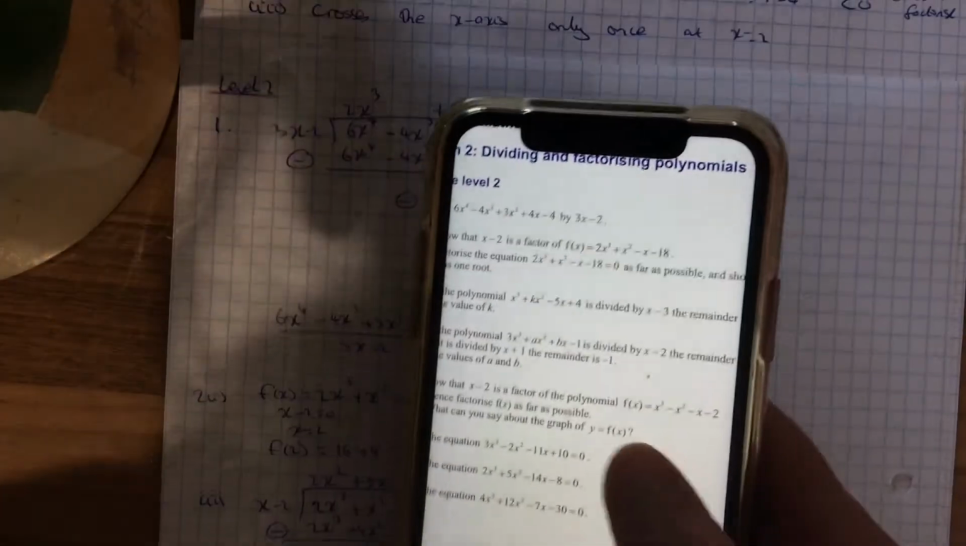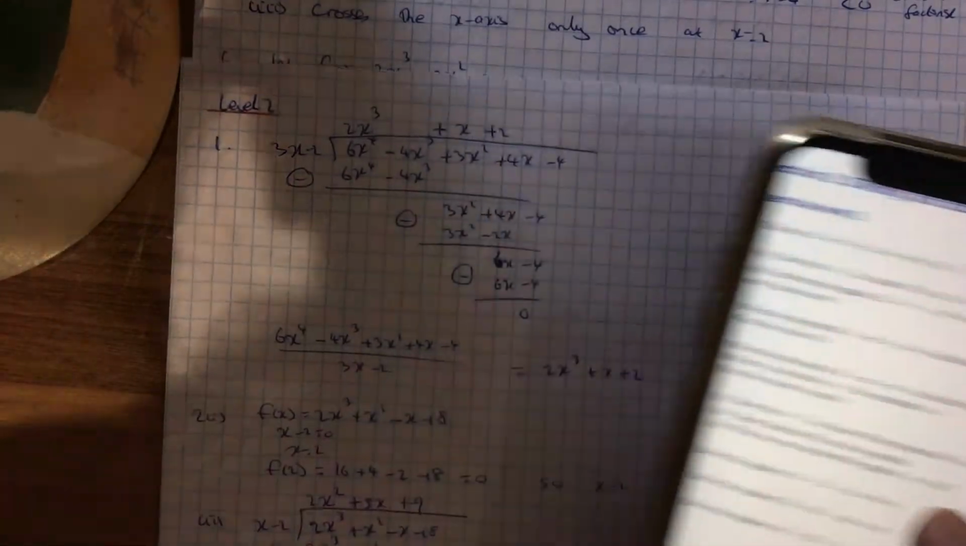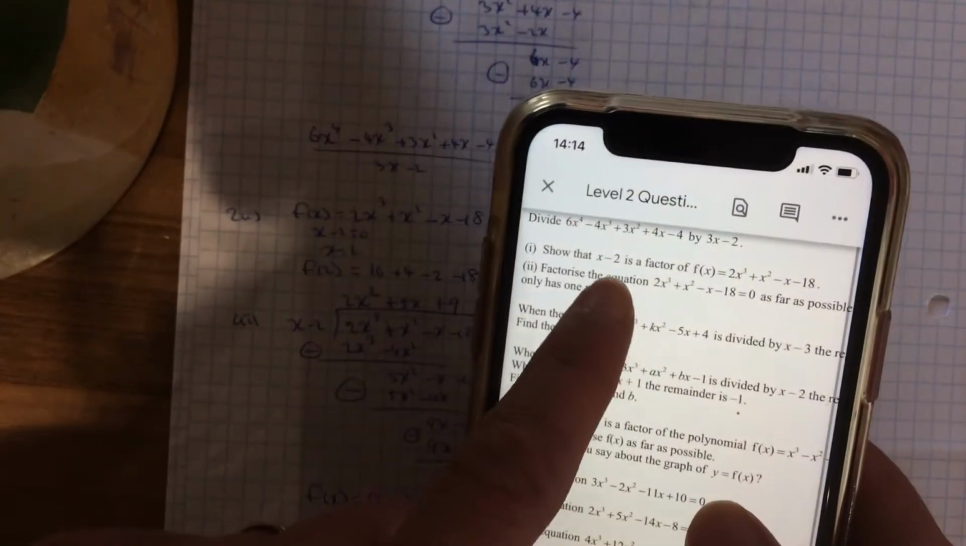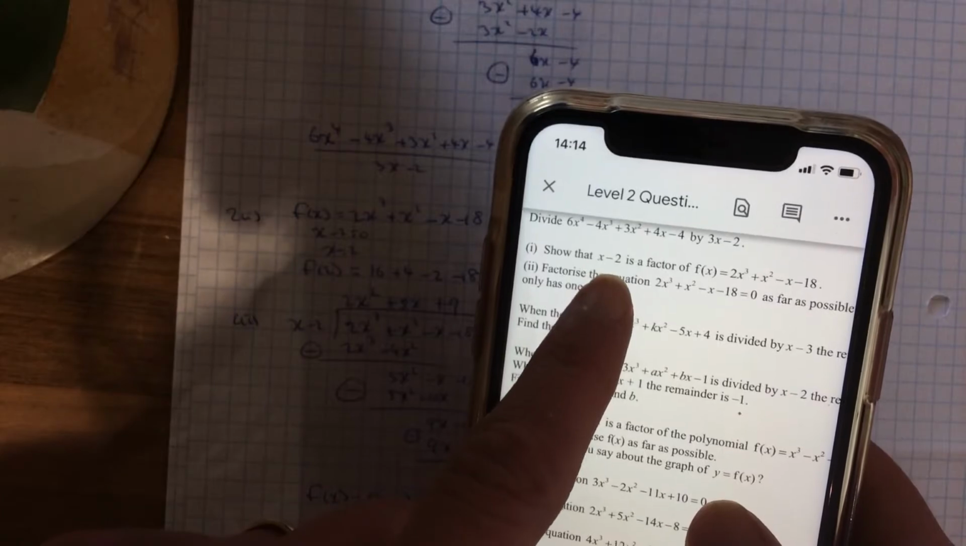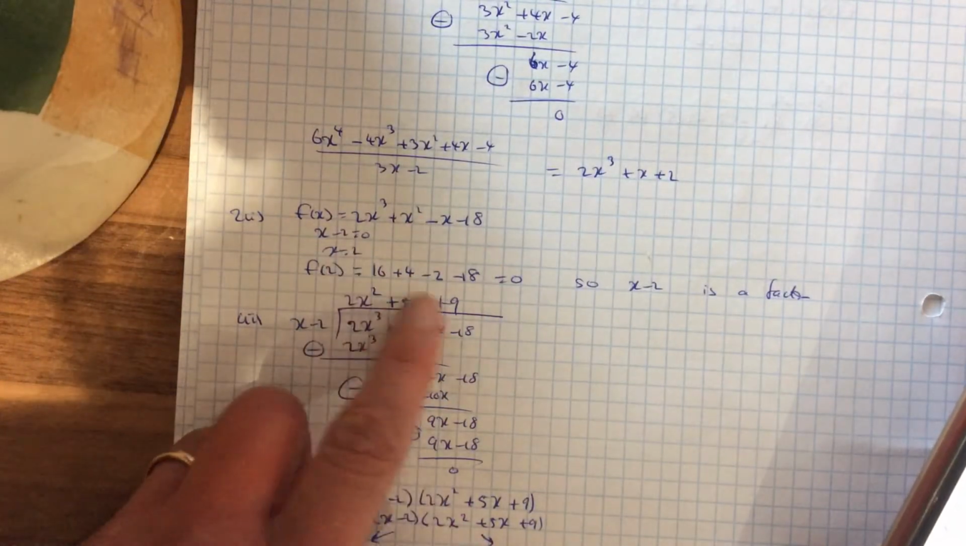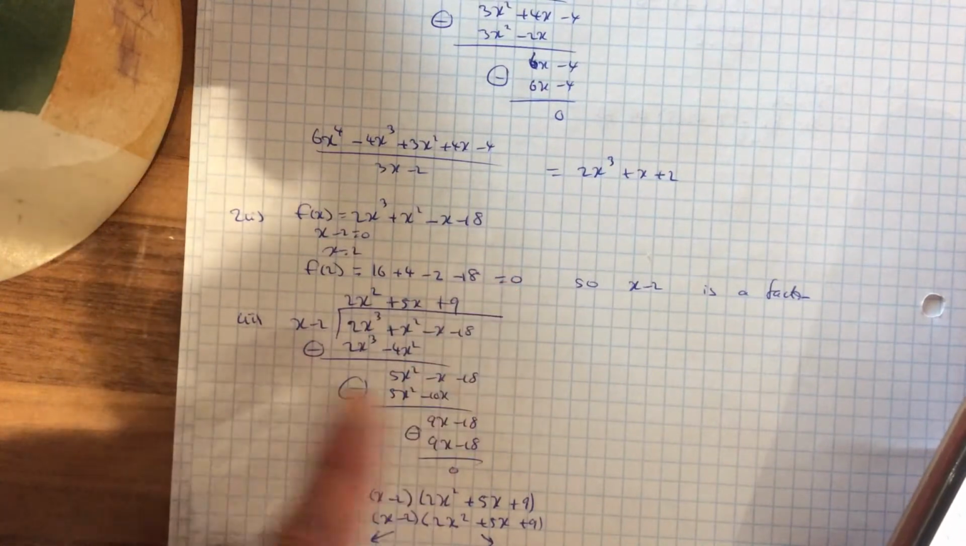We're going to have a look at level 2 here. The first one's just a straightforward division there. Number 2, show that this is a factor. So I would write that as x minus 2 equals 0. Get x equals 2, sub it in, and the remainder should be 0. That shows it's a factor.